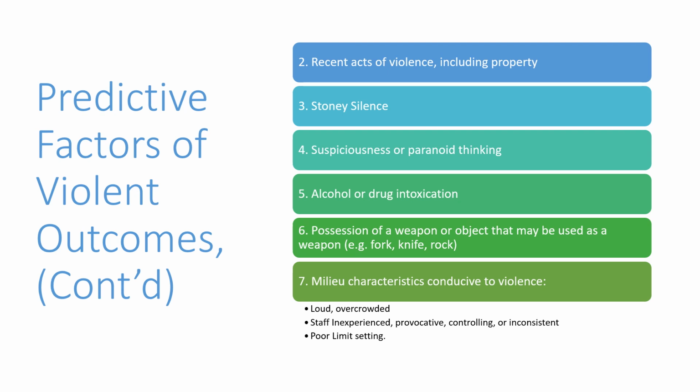And then look at your milieu characteristics that can be conducive to violence, or maybe collectively you're realizing something is going on that is drawing your attention. So maybe there's a loud environment, or it's overcrowded. If you have inexperienced staff, or staff members who are provocative or controlling or inconsistent, or if there's poor limit setting, then this milieu characteristic can promote that type of violence or can create aggression.